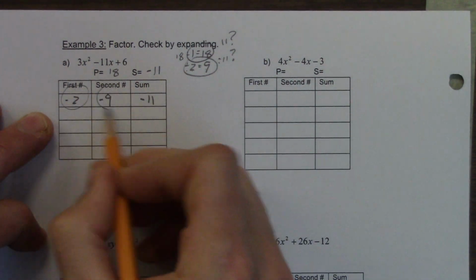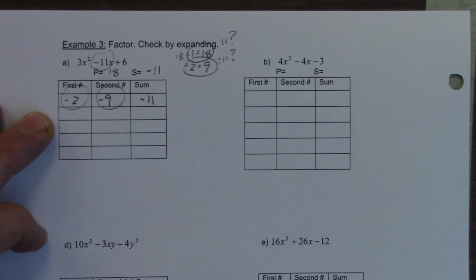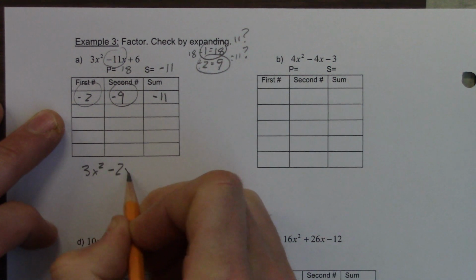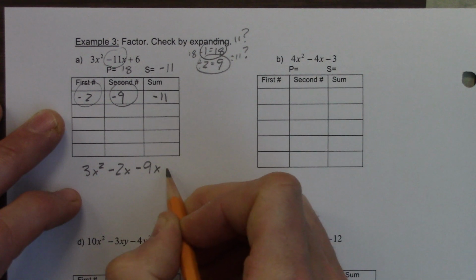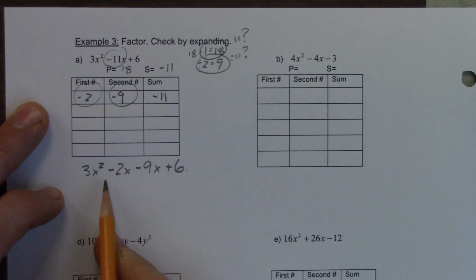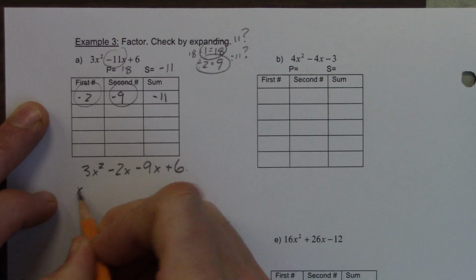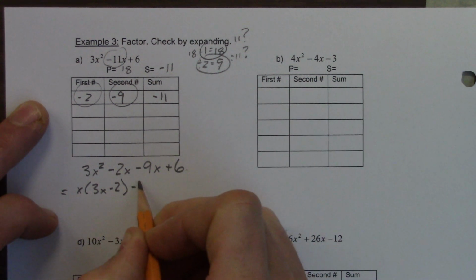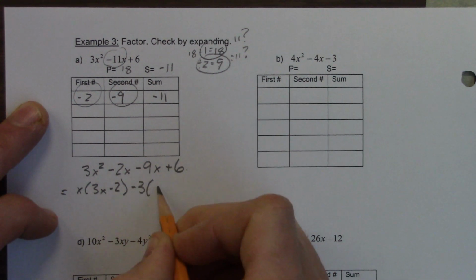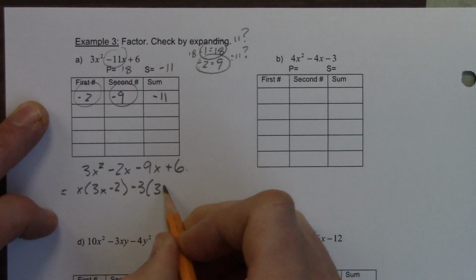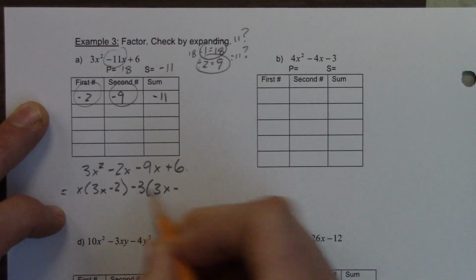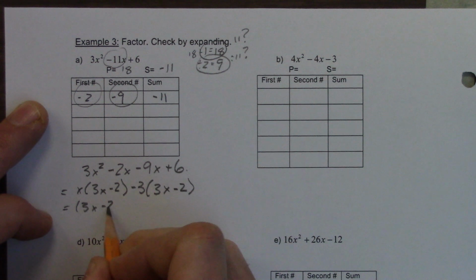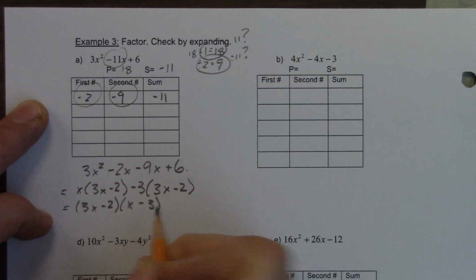So these are my two numbers now. I'm going to decompose this negative 11 into two numbers. So we'll write it down here. So we get 3x squared minus 2x minus 9x plus 6. Now I'm going to factor what's common between these. Here we only have the x that's common. So we get 3x minus 2. Here we have negative 3, I'm going to factor out. So negative 9 divided by negative 3 is 3x. And then 6 divided by negative 3 is negative 2. Now I can see I have my common factor here of 3x minus 2. And what's left is x minus 3.